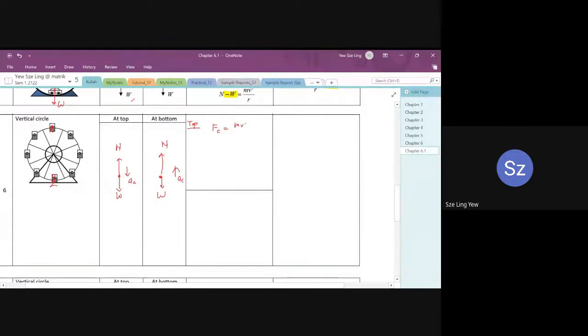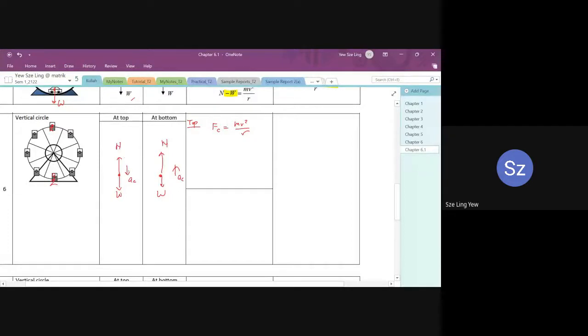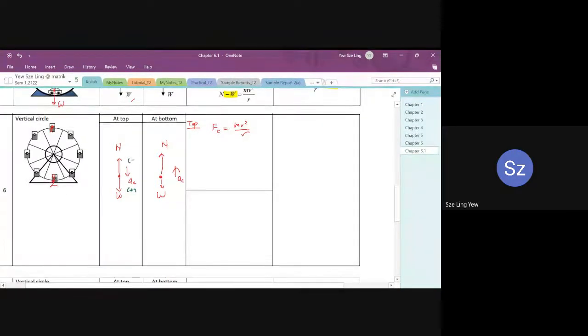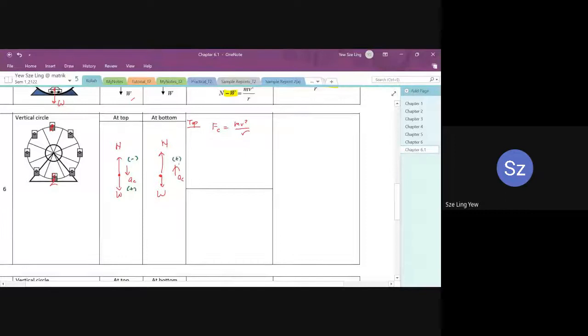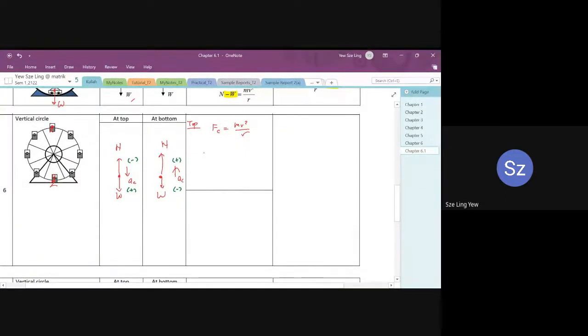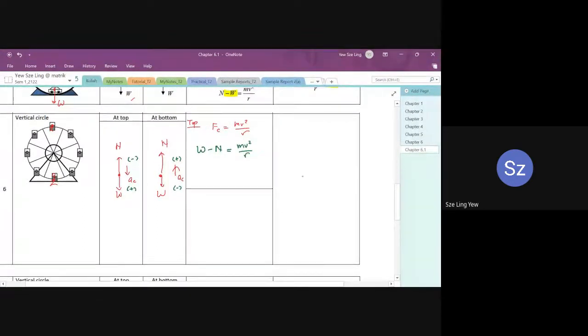FC is equal to mv squared over R. So at the top, your AC is going down. AC going down, what does it mean? It means downward is a positive direction, upward is a negative. So what am I going to do here? When it is at the top, I use W minus N equals to mv squared over R.